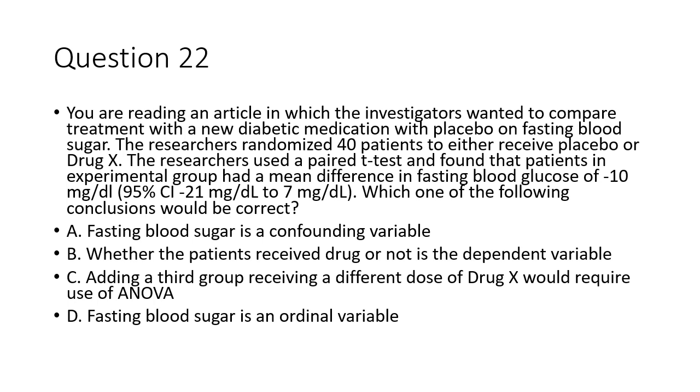Whether or not the patients got drug or not is actually considered to be the independent variable because we're setting that up. We put the patients into either group to get drug or no drug. So that's independent because we're the ones actually setting that. Okay. For D, again, the last wrong answer here, fasting blood sugar is an ordinal variable. It's not the case, right?